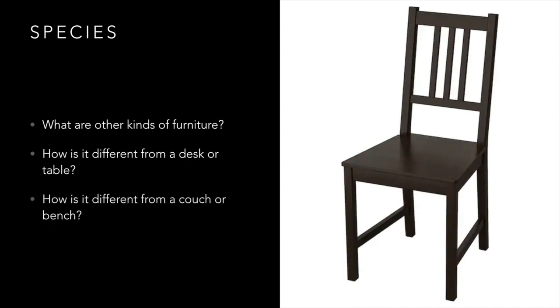So what's going to make a chair different from either a couch or a bench? Well, chairs are for only one person to sit on. Are there other kinds of furniture? Have we narrowed it down enough? It's a piece of furniture that you sit on, that only one person sits on. Well, that still leaves stool. You could sit on stools and they're furniture. Well, then what makes a chair different from a stool? Well, a chair has a back on it. Stools don't have a back on it.